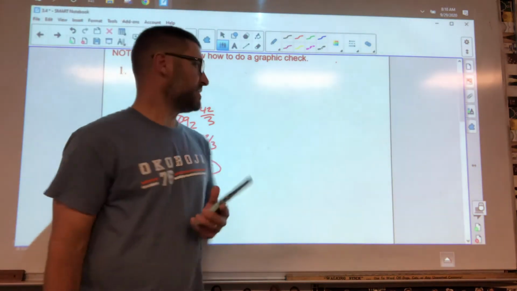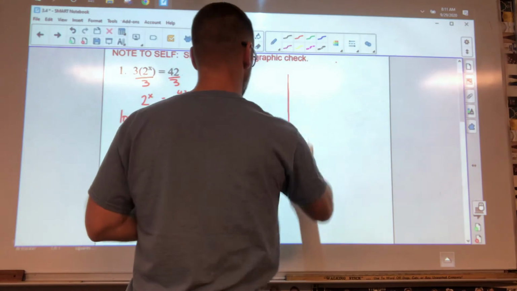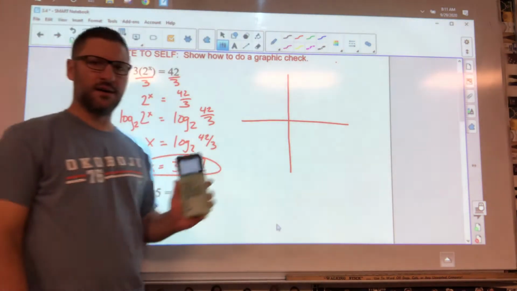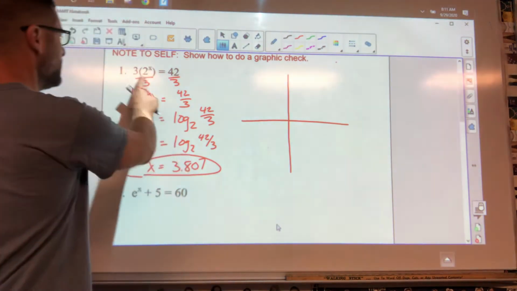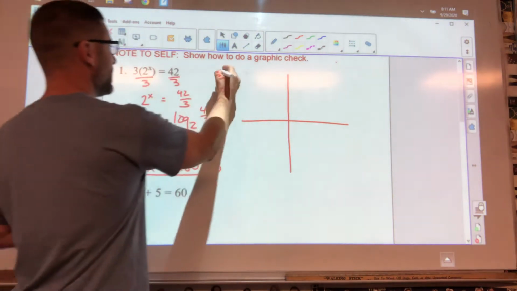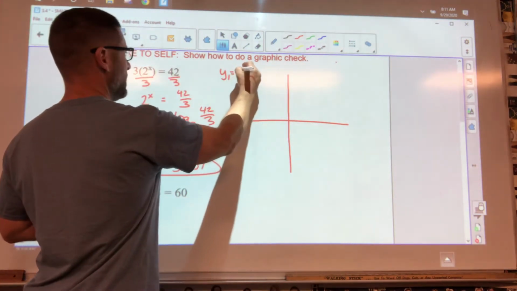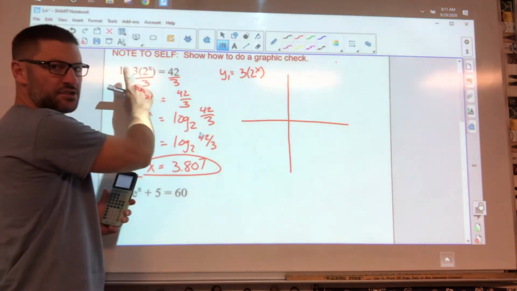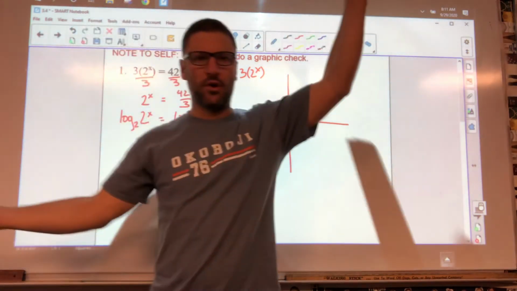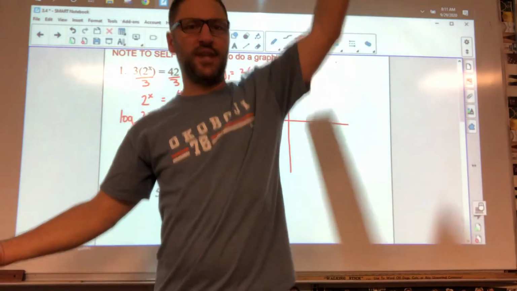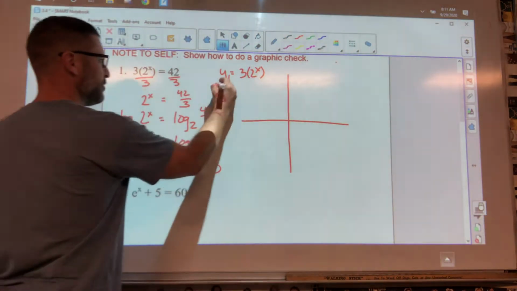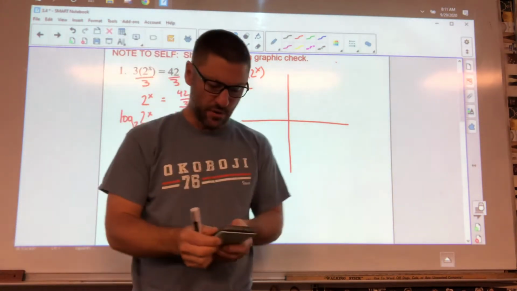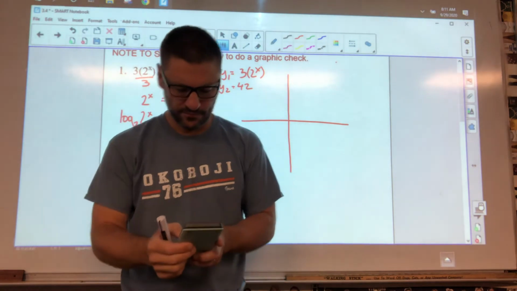Now, for each one of these, there's also a graphic check. I'm going to show you what that looks like on the calculator. What you want to do is take the left side and enter it into y1. I get 3 times 2 to the x. It should be a growth graph that got stretched by 3. I'm going to have a growth graph, and that 3 in front is going to stretch it up. And in y2, I'm going to put 42, and graph both of those.